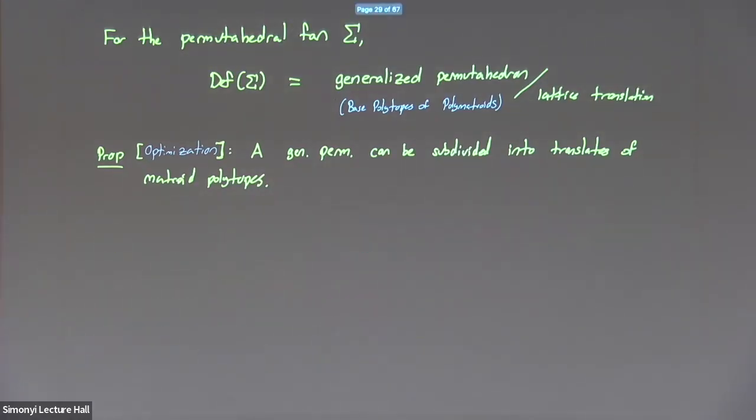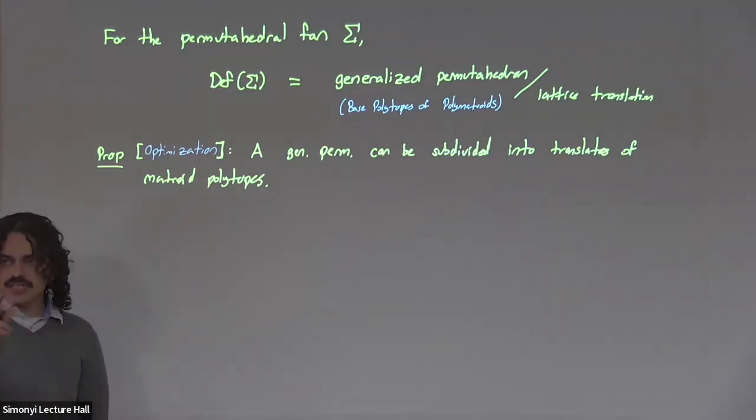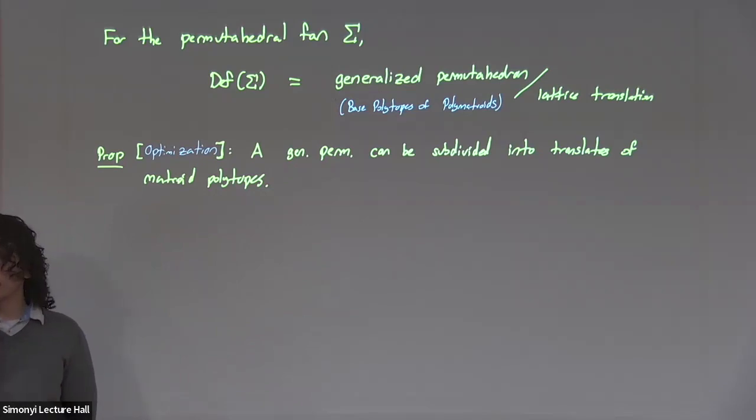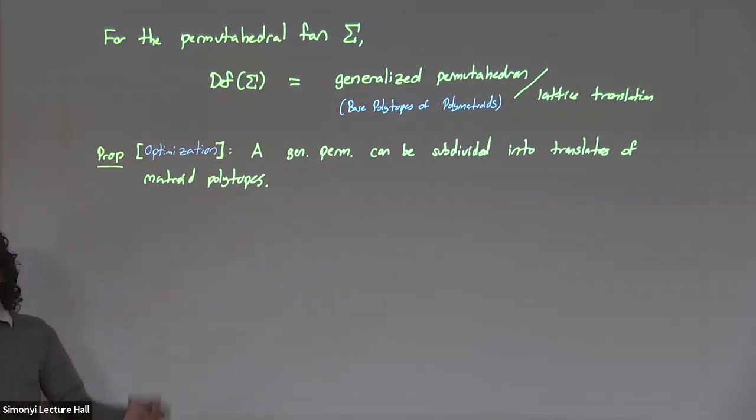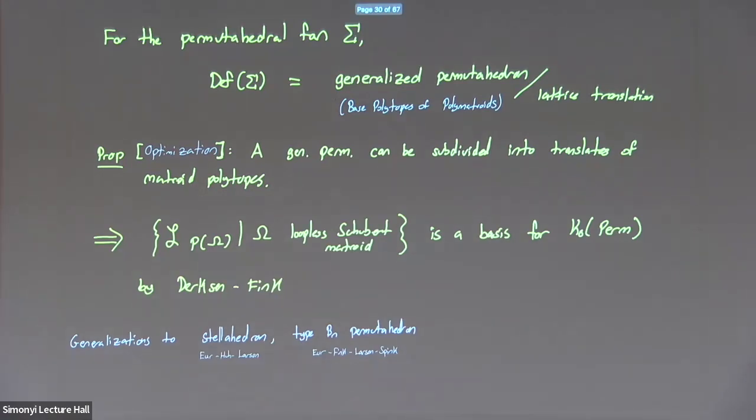So this implies, before we say the K-theory part, if you look at Derksen-Fink's result, that tells you every matroid is a linear combination of indicator functions of Schubert matroids, whatever those might be. And then every generalized permutahedron is a linear combination of matroid polytopes by inclusion and exclusion. So that tells you that you have a basis given by translations of Schuberts. And so this gives you a basis on the K-theory side.